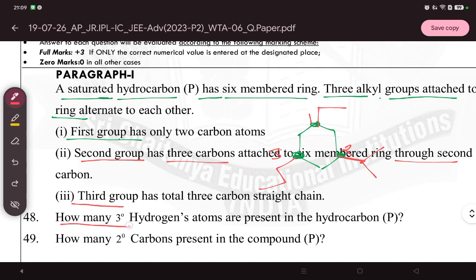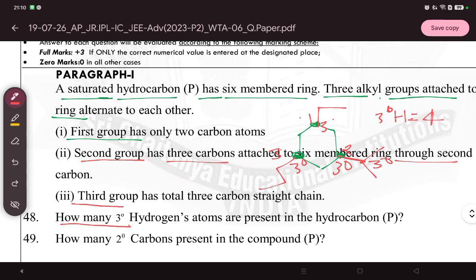Tertiary hydrogens are bonded to tertiary carbon. See, it is a tertiary carbon, and it is also a tertiary carbon, it is also a tertiary carbon, and it is also a tertiary carbon. For each tertiary carbon there is one hydrogen presented. So totally four tertiary carbons and four tertiary hydrogens are there.